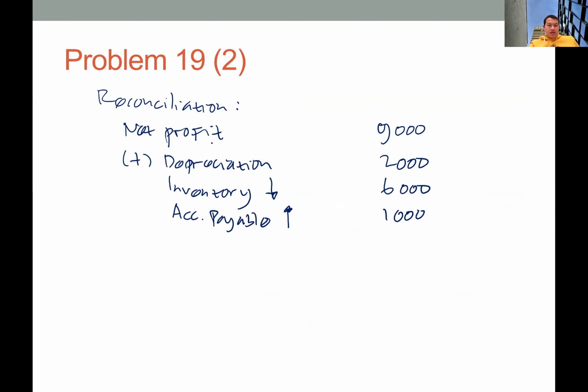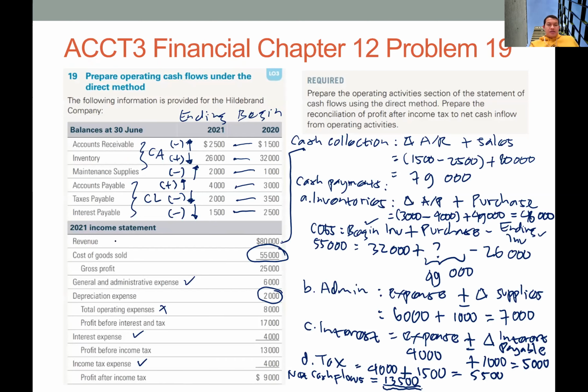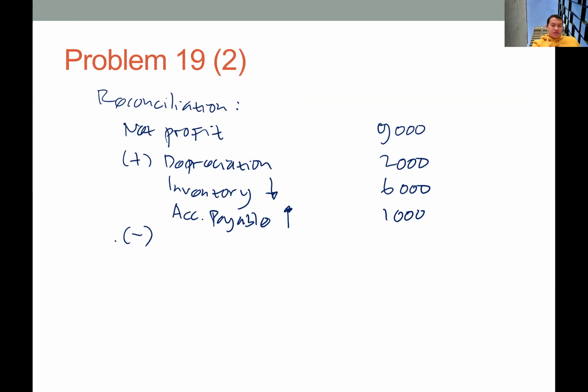Okay, so we have 3 items in the addition. Okay, and then now let's deduct some increase in the current asset. So we have increase in account receivable, which is 1,000. So we have account receivable increase for 1,000.